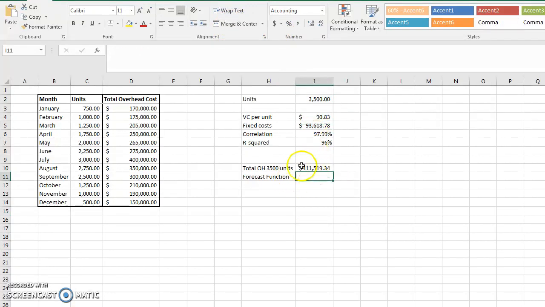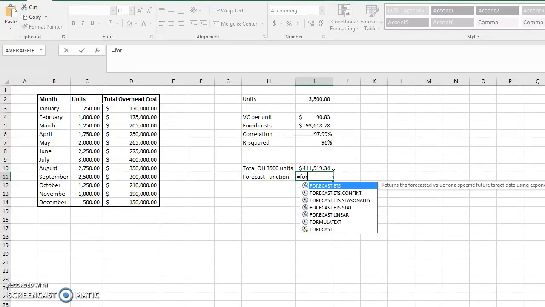So what I'm going to do is I'm going to just use some range names. So we've talked about this before. So I'm going to come over here and call this overhead. I'll come over here and call this units. Okay? And I'm going to call this units predict, like that.